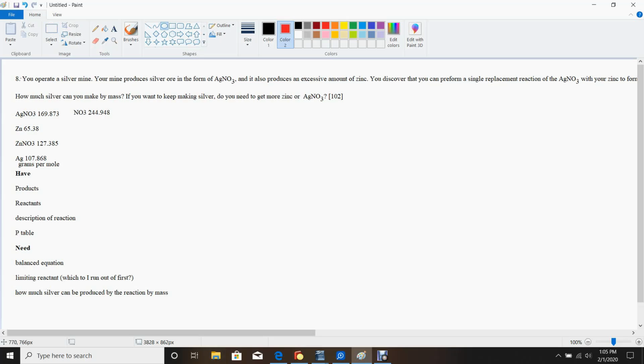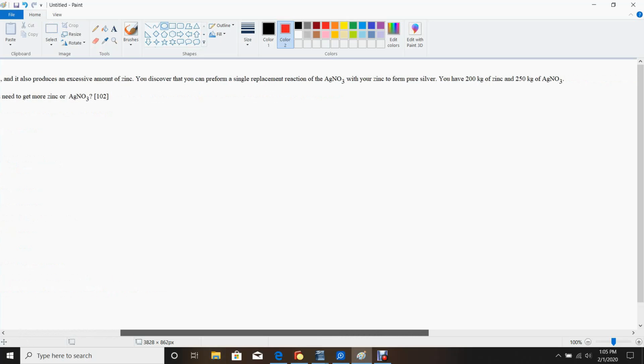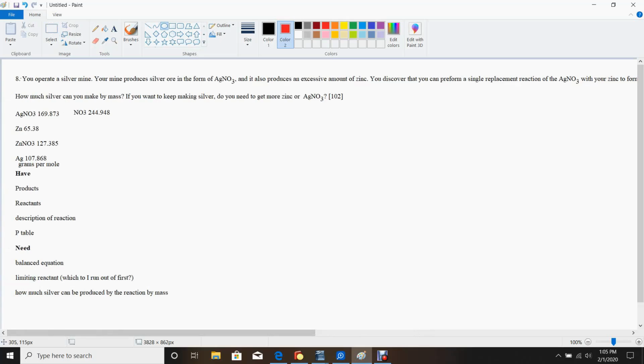And read the problem carefully. The question is going to be, you have that much zinc, 200 kilograms, and 250 kilograms of AgNO3. How much silver can you make by mass? So our answer needs to be in mass. So we go ahead and write that down too so we don't forget it. You get a list of things that you have and things that you need. Now, we know it's a stoichiometry problem. Probably you're going to need some molar masses. So I went ahead and looked on my periodic table, and I figured out the molar masses for the various elements and compounds that are going to be in this reaction. Now, if you're curious about how to do this, review chapter 9 in the book, or check out the previous part of this video where we do it on the test.